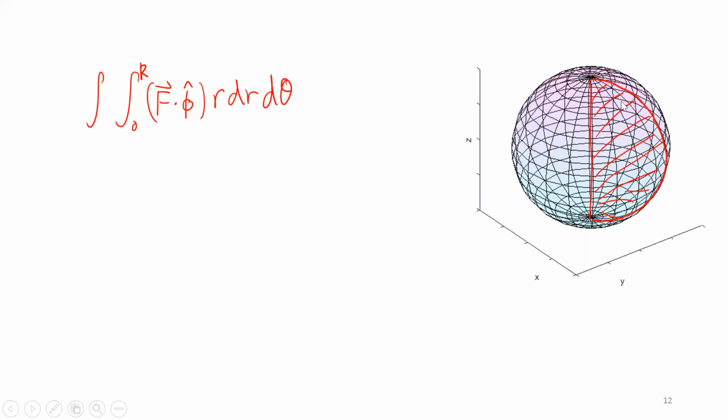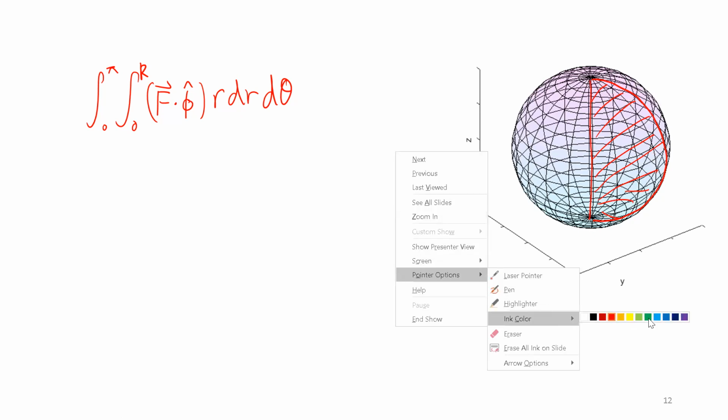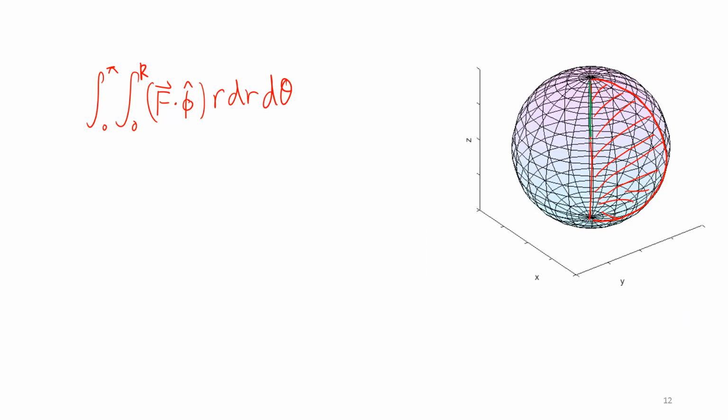But if I really consider this full half circular plane, then theta goes from 0 to pi. However, if you just consider this part of it, this green region, and this angle is theta naught, then your integration limit for theta goes from 0 to theta naught.